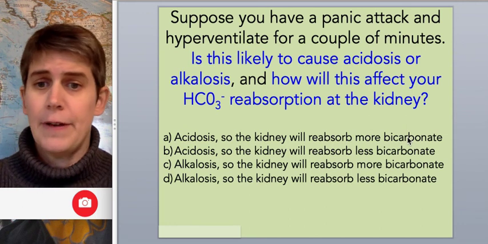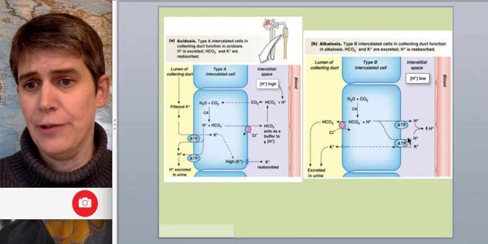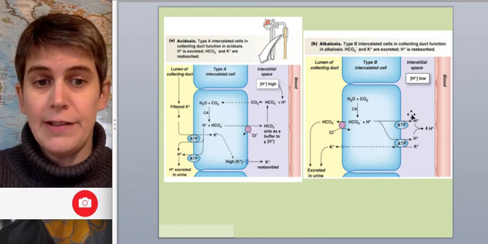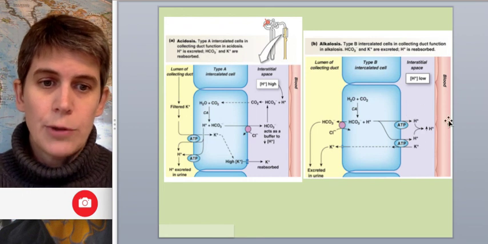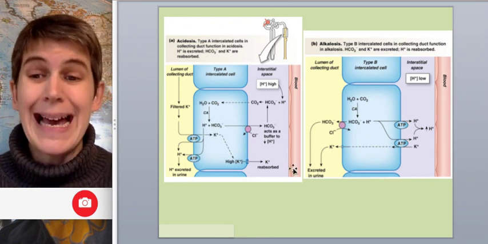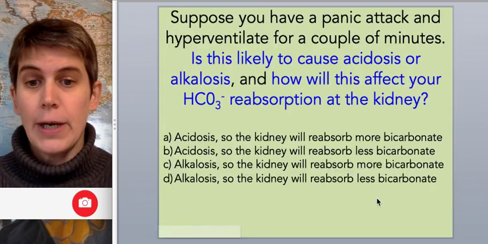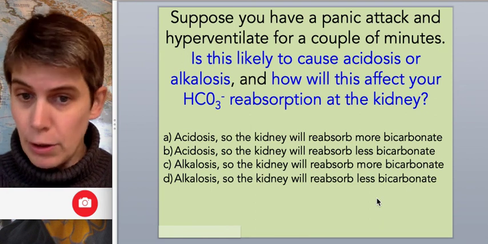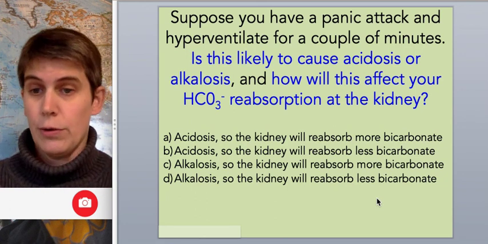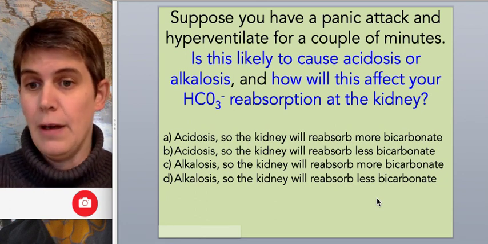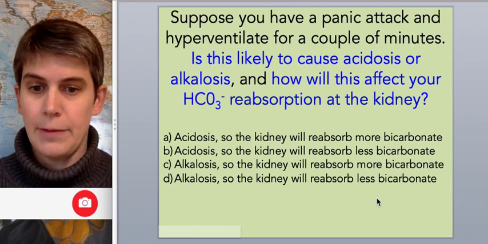And how will this affect bicarbonate reabsorption? Well, if we just go back to this picture of what happens during alkalosis, we can see on the right side here that if you don't have enough acid in your blood, the kidney will reabsorb more acid but less bicarbonate. The bicarbonate is going the other way. Okay, so alkalosis is the answer here, and the kidney will reabsorb less bicarbonate in order to let that acid be produced and accumulate in the blood. Okay, if you have questions about this, let me know.